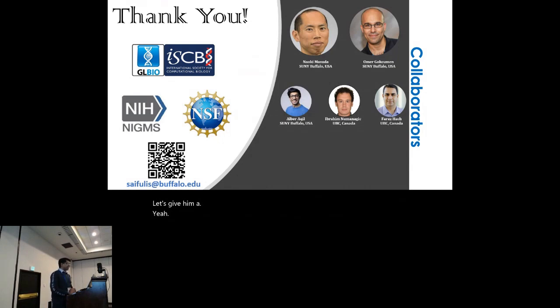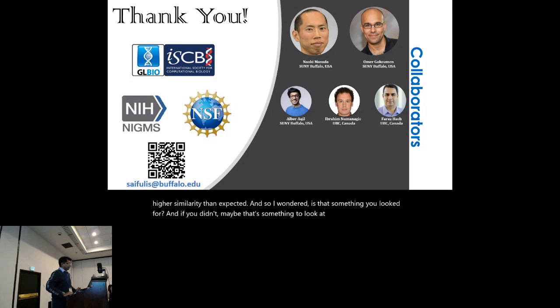So are any of your segmental duplications tandem duplications? Yeah, are any of them next to each other? Yeah, it's likely. Gene conversion is a repair mechanism that can overwrite: if you have very similar copies, one will overwrite the other during the repair, and then you'll get higher similarity than expected. I wondered, is that something you looked for? And if you didn't, maybe that's something to look at with your monotremes.